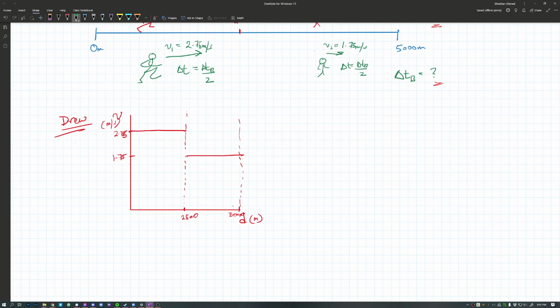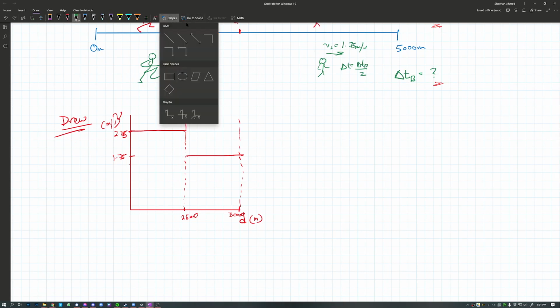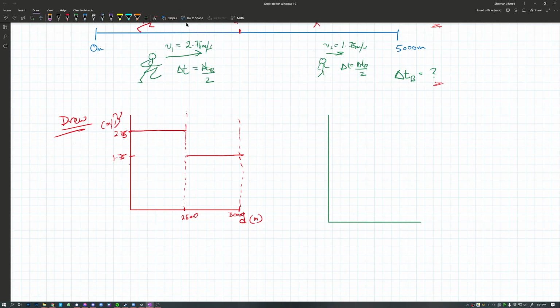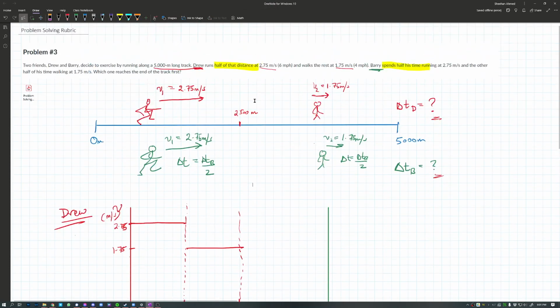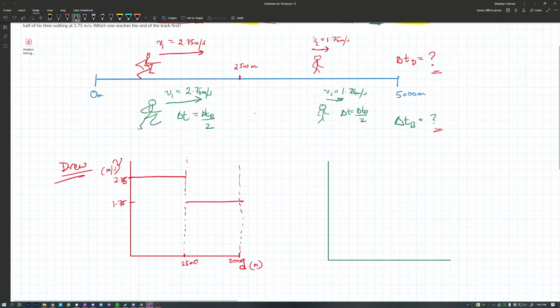What about Barry? Could we draw a graph for Barry too? Give him a nice physics representation. Well, Barry's case, again, is related to time. So a velocity versus distance graph wouldn't be really useful, but his velocity changes with time. Again, don't forget the units. What did we call that ending time when he finishes his journey? We called that delta t Barry. We don't know what that is. The middle of that is delta t b over 2.